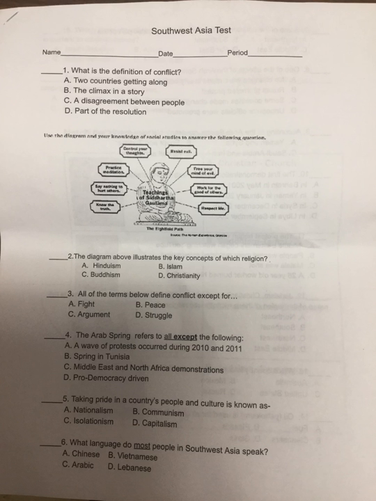Question number 2. Use the diagram and your knowledge of social studies to answer the following questions. The diagram above illustrates the key concepts of which religion? A, Hinduism, B, Islam, C, Buddhism, or D, Christianity. Question number 3. All of the terms below define conflict except for A, fight, B, peace, C, argument, D, struggle.